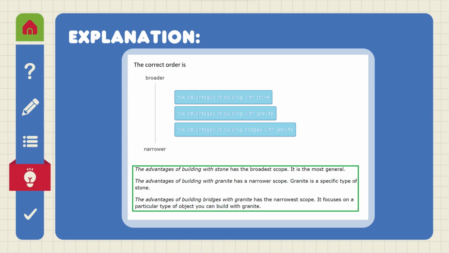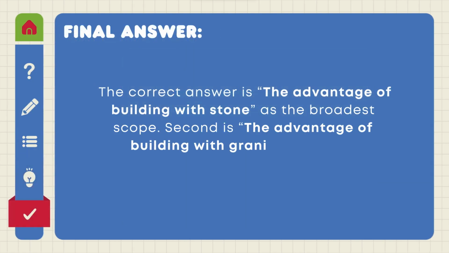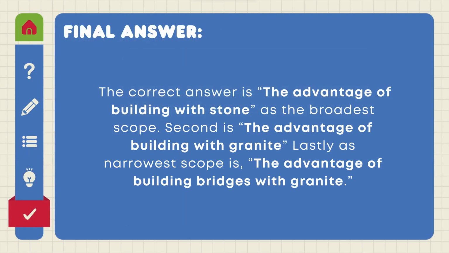The advantages of building bridges with granite has the narrowest scope. It focuses on a particular type of object you can build with granite. The correct answer is the advantage of building with stone has the broadest scope. Second is the advantage of building with granite. Lastly is the narrowest scope, the advantage of building bridges with granite.